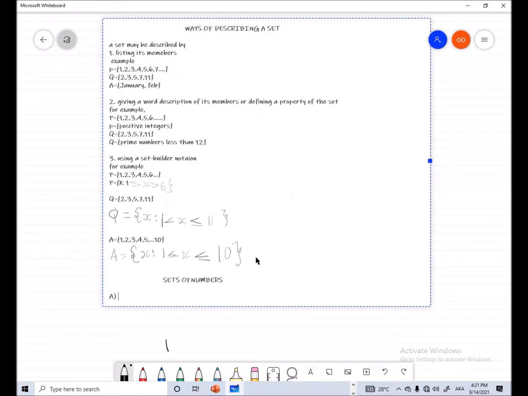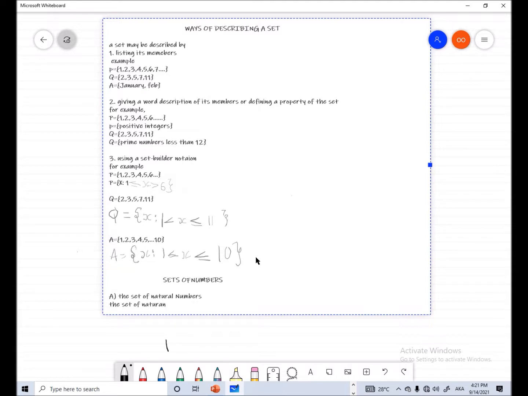Now let's look at the set of natural numbers. The set of natural numbers is denoted by the symbol N. So when there's a list and we use N, it means natural numbers, and we can list examples of natural numbers.